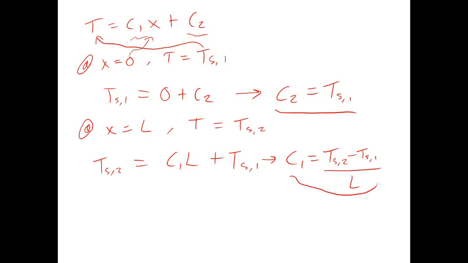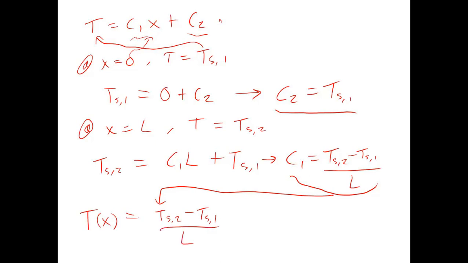We substitute those back into our generic equation, and we get the temperature as a function of x is equal to C1. So I'm going to substitute in our C1 here. So that is TS2 minus TS1 divided by L. So it's C1 multiplied by x plus C2, which is just TS1. So now we've done this really simple integration.